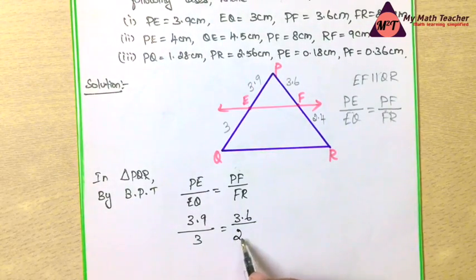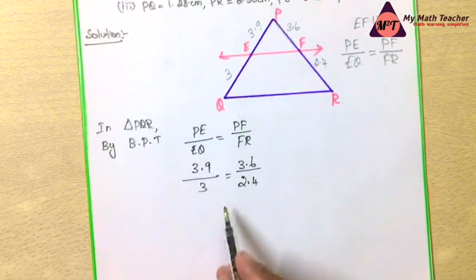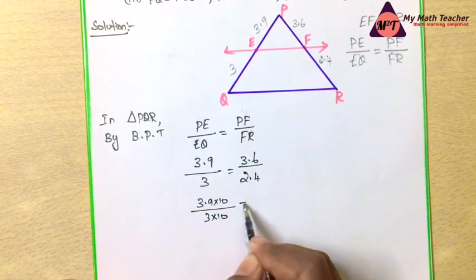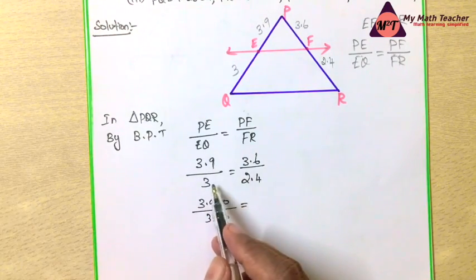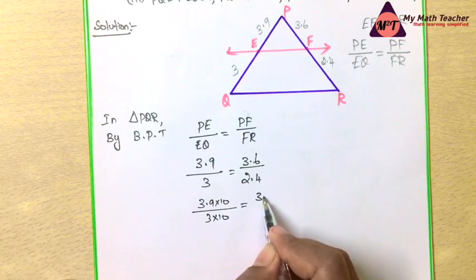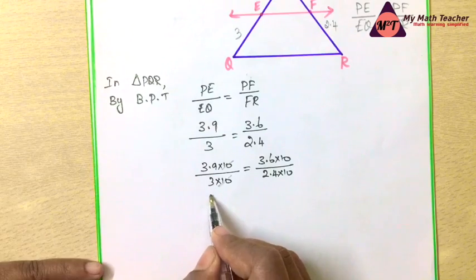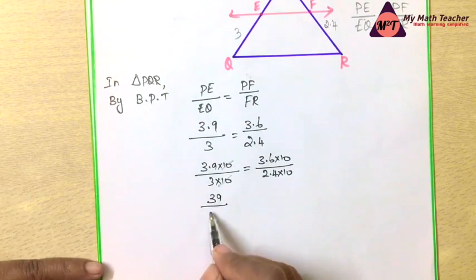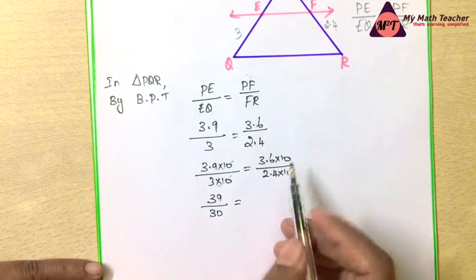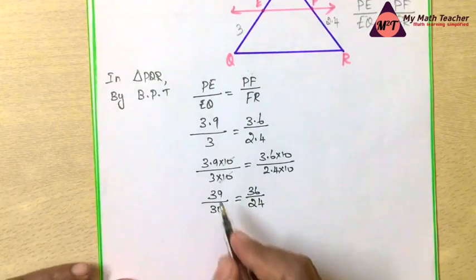To make it very simple, you can multiply and divide by 10 so that it will be easy for you to do the calculation. 3.9 into 10 divided by 3 into 10. It's not necessary that you have to do it this way. If you feel comfortable, you can directly cancel this. For those who feel it is not easy to divide, you can use this method. 3.9 into 10 is 39 divided by 3 into 10 is 30. So the decimal will disappear when you are doing this. Now 3.6 into 10 will be 36 divided by 2.4 into 10 is 24.